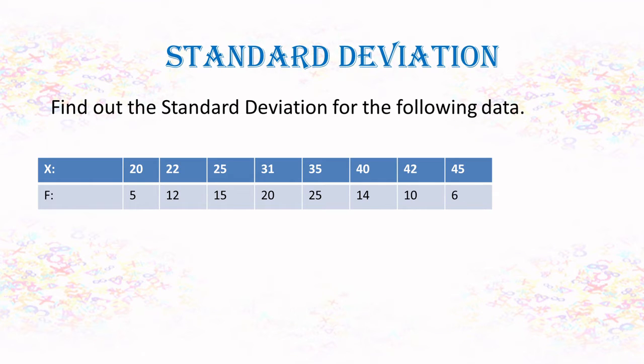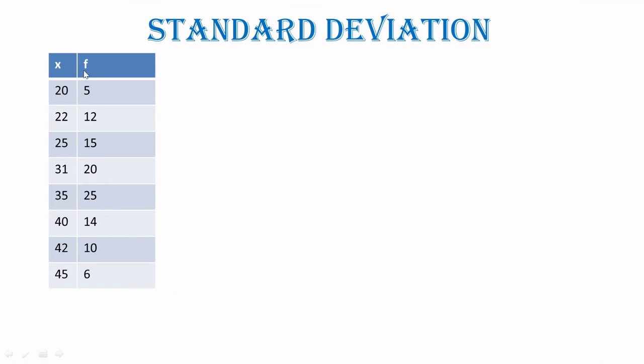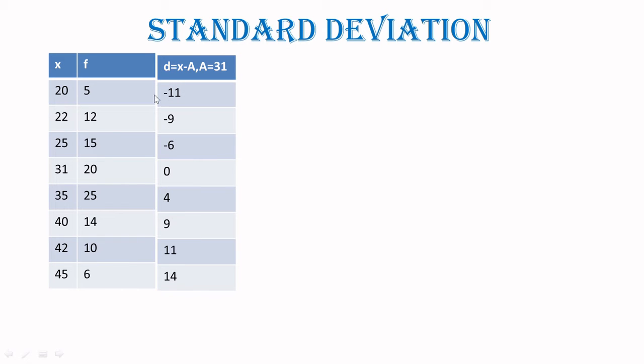Here we have values along with how frequently they have appeared. Now for these values x and f, we need to assume one of the x values as the assumed mean, and depending upon that we will find the deviations. Now let us assume the value 31 as the mean. To find the deviations, we use the formula d = x minus a, where x is these values and a is 31. So here I have written down the values. 20 minus 31 is minus 11, 22 minus 31 is minus 9, and like that we will write down the values.